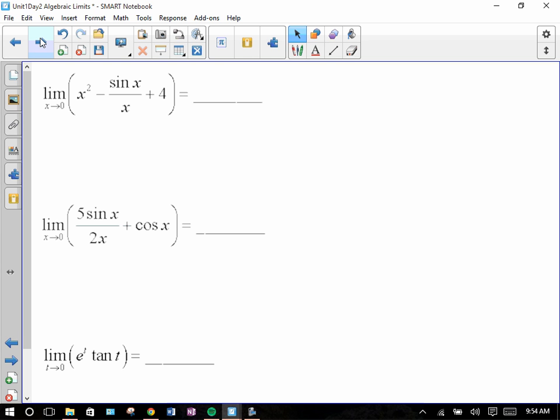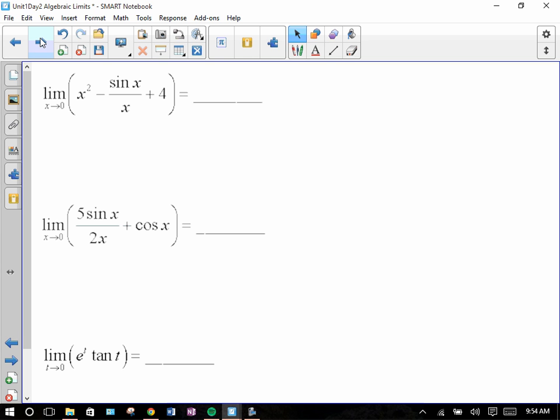Alright, so looking at this first one. Can you guys tell me what the limit of that is right now? Why not? Okay, let me ask you this. Could we figure out the limit as x approaches 0 for x squared? What would we do?